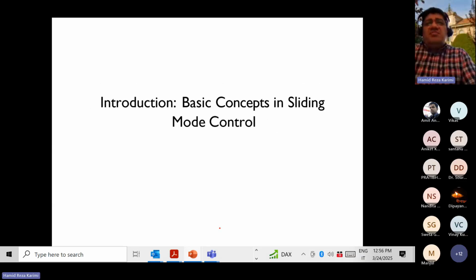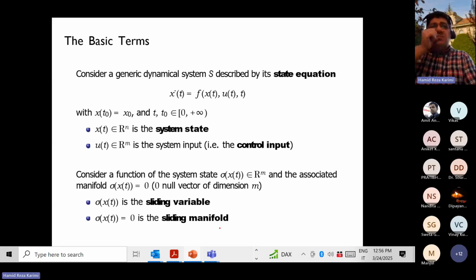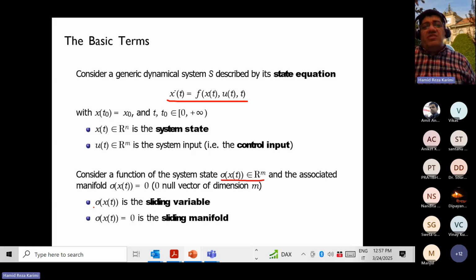Okay, the basic concept in sliding mode control. First of all, the basic terms: we have a dynamical system like this. For this equation, we have a control signal U and a system state X. Then you need to introduce some logic, introduced by the function sigma(x). We call this function a switching surface or sliding surface. So sigma(x,t) is a sliding variable, and sigma(x,t) = 0 is a sliding manifold.